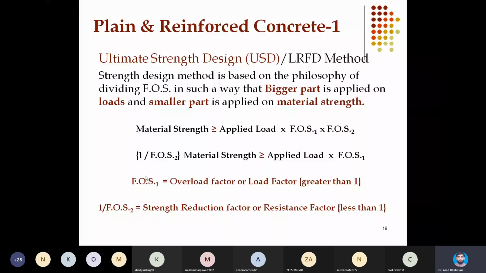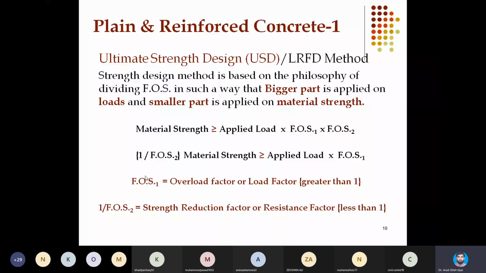Now, ultimate strength design is based on the philosophy of dividing this factor of safety, which covers so many uncertainties, in such a way that a bigger part of this factor of safety is applied on loads and a smaller part of it is applied on material strengths.